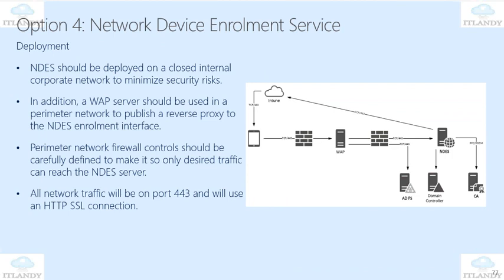Deployment. NDES should be deployed in a closed internal corporate network to minimize the risk. In addition, a WAP server should be used in the perimeter network with a reverse proxy. A perimeter network firewall control should be carefully defined to allow only desired traffic to reach the NDES and block other traffic. It is using 443 with certificate TLS.